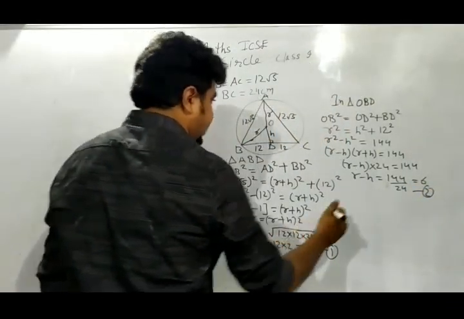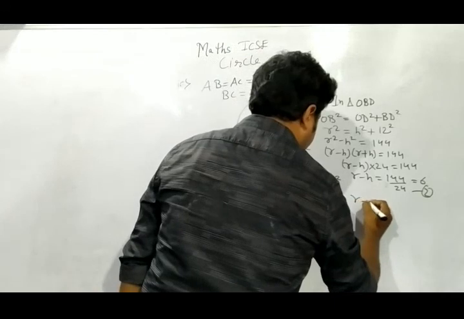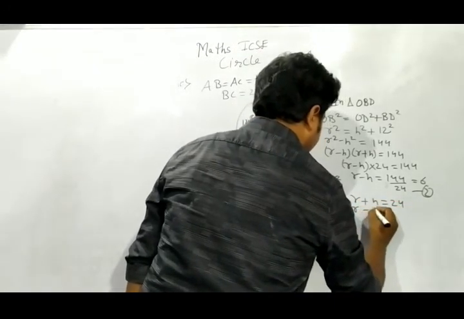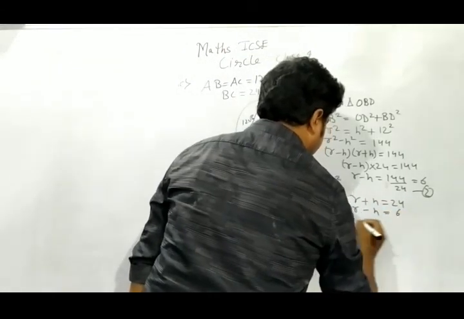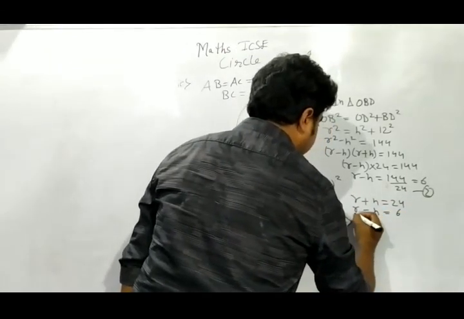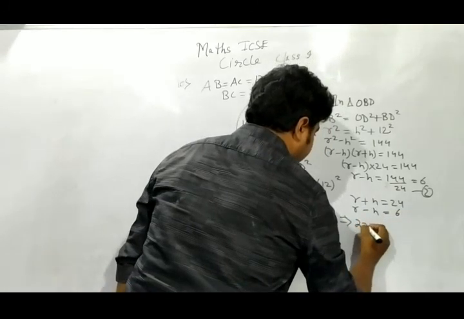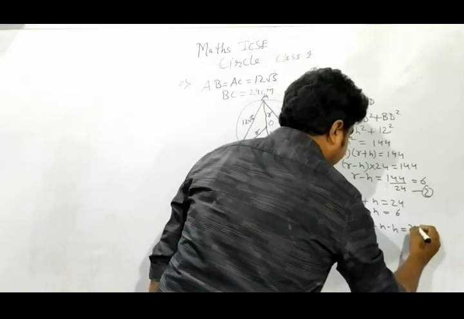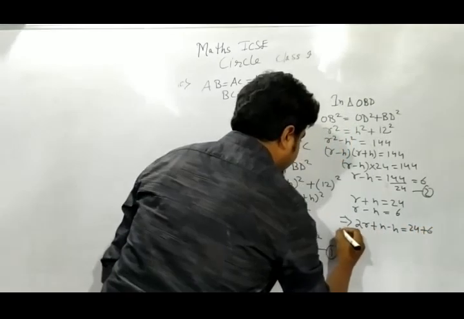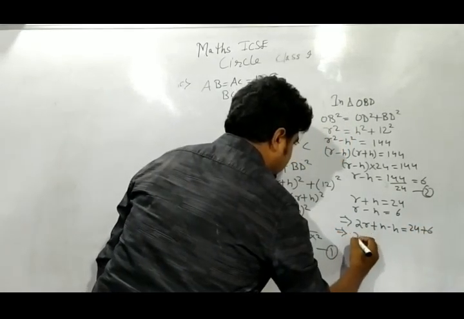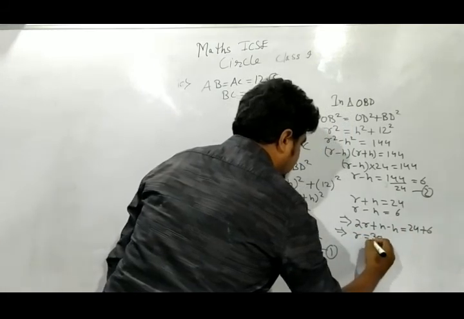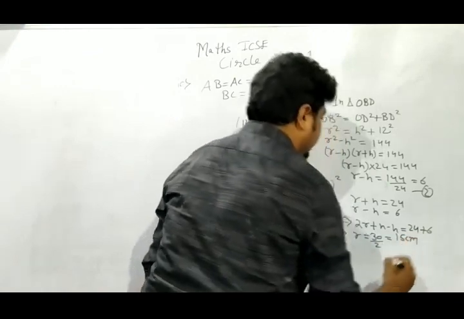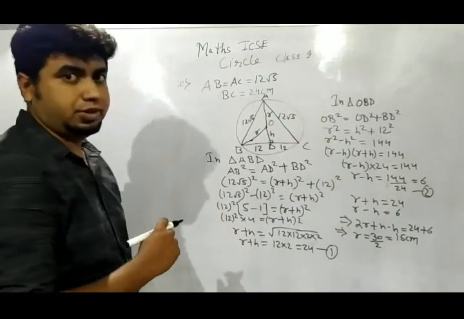If I solve R plus H is equal to 24 and R minus H is equal to 6, then adding both, we get 2R is equal to 24 plus 6, since H minus H cancels. So from here R is equal to 30 by 2, which comes out to be 15 centimeter. This is the value of R. So this is question number 10.